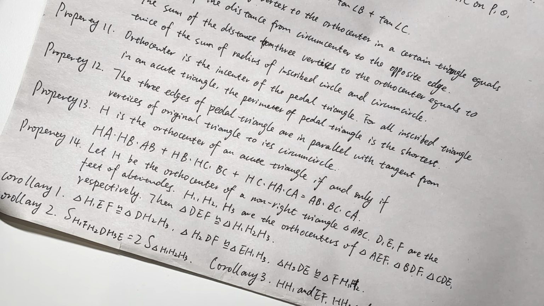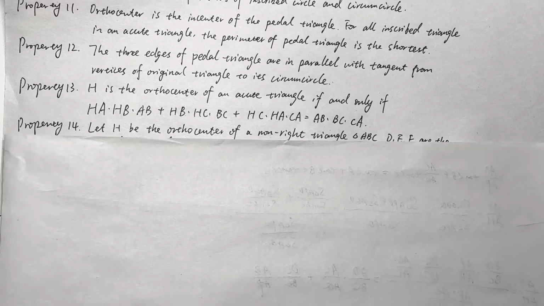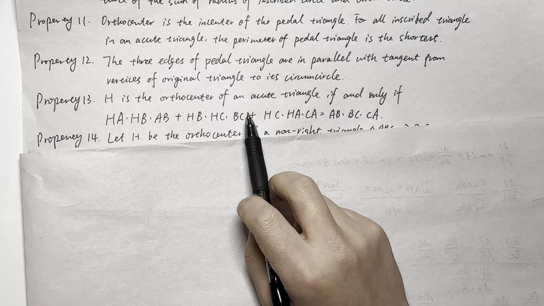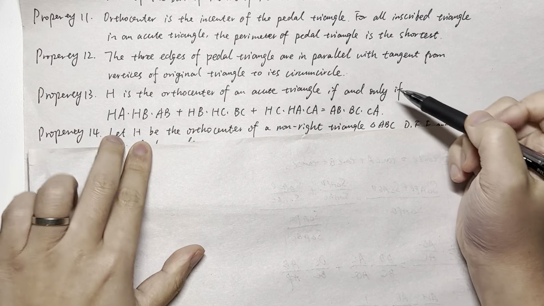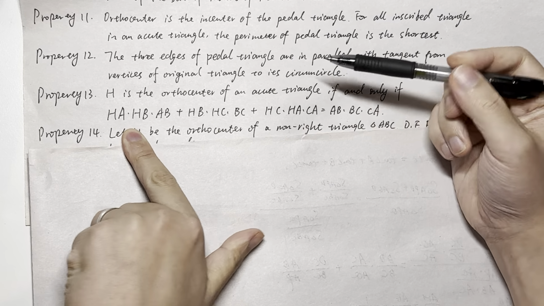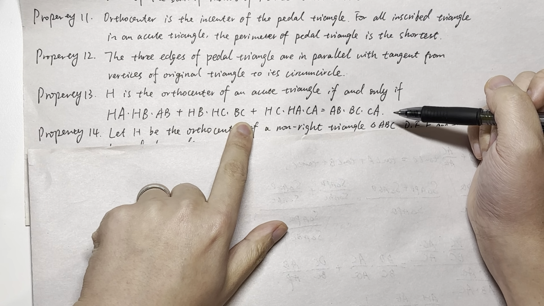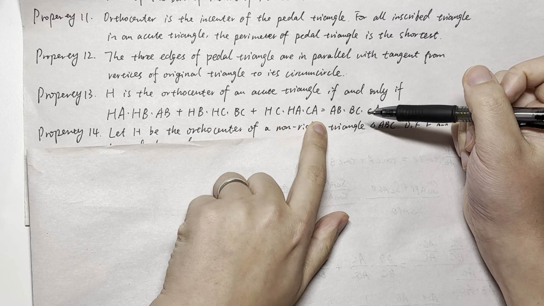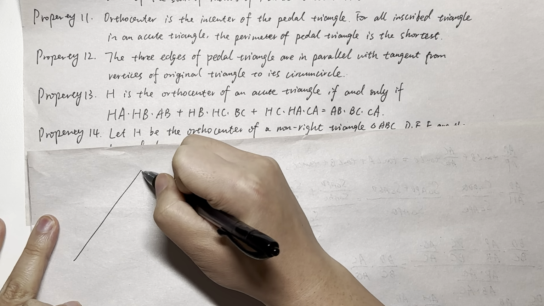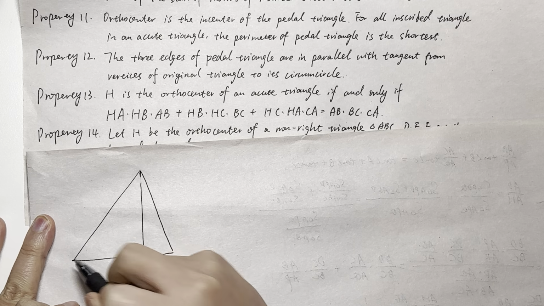Let me find the clean sheet. Okay, property 13 is saying that H is the orthocenter of an acute triangle if and only if HA times HB times AB plus HB times HC times BC plus HC times HA times CA equals AB times BC times CA, right? So we just prove the case that H is the orthocenter first.